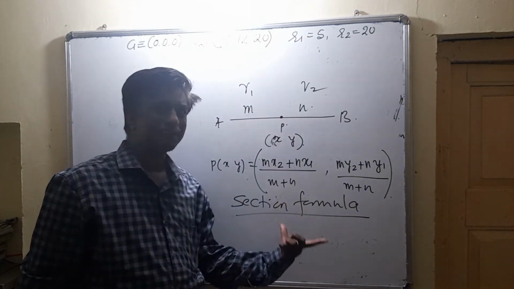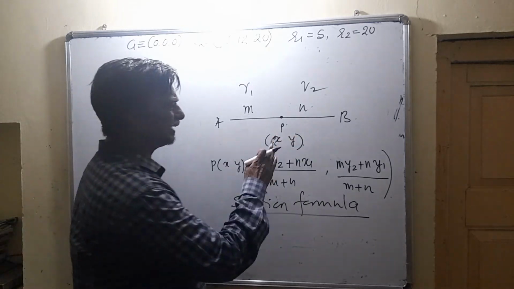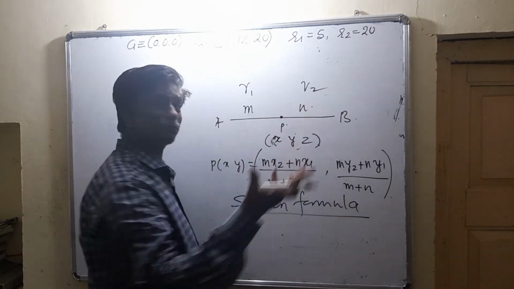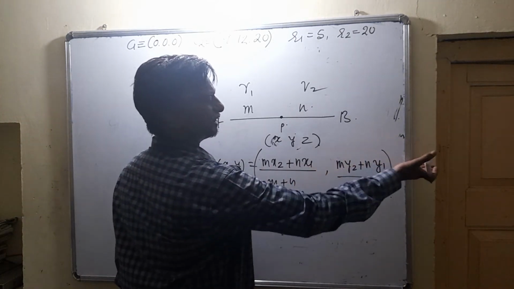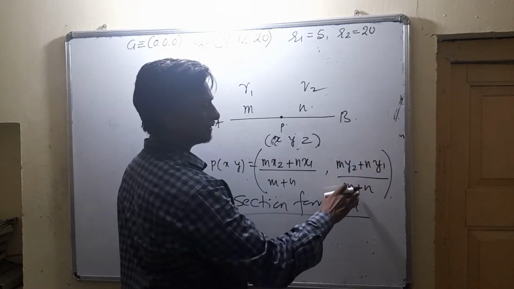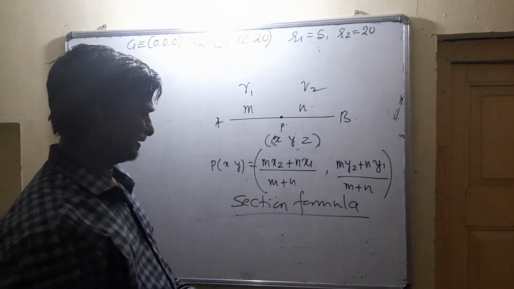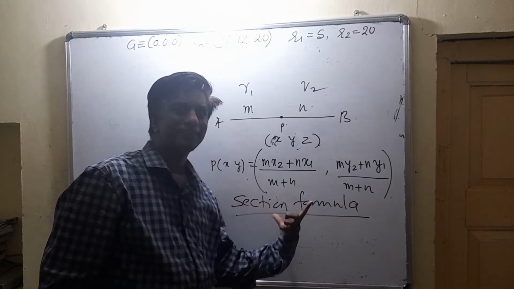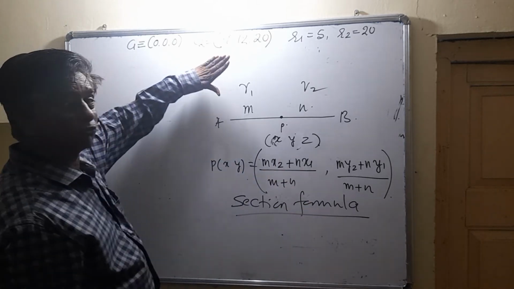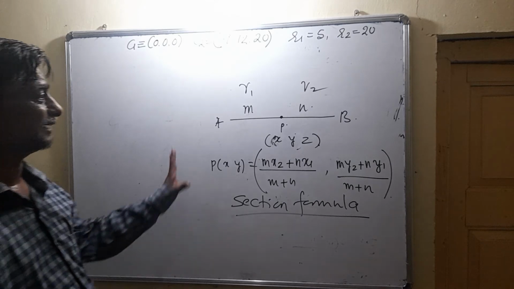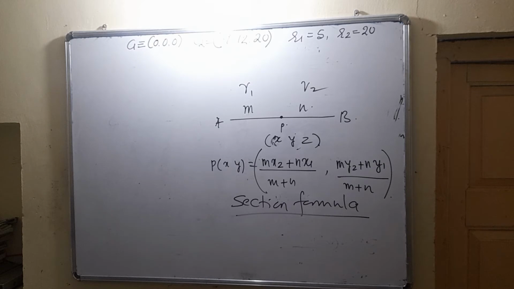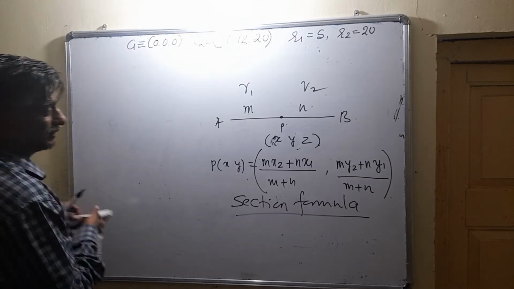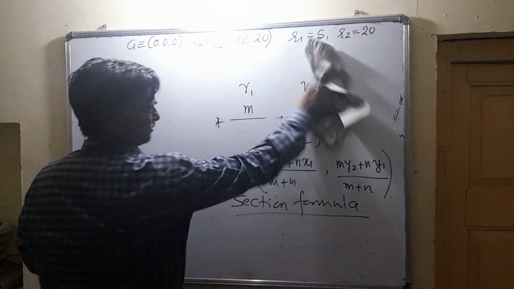the same method for the sphere. Here x, y, z is there, 3 coordinates. One more: mz2 plus nz1 divided by m plus n. The same section formula I am using to find the point of contact of two spheres S1 and S2. Okay? This idea you got.